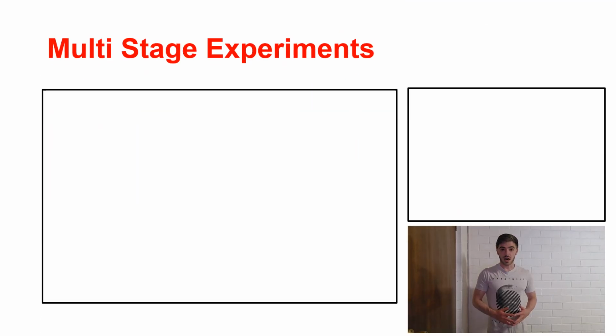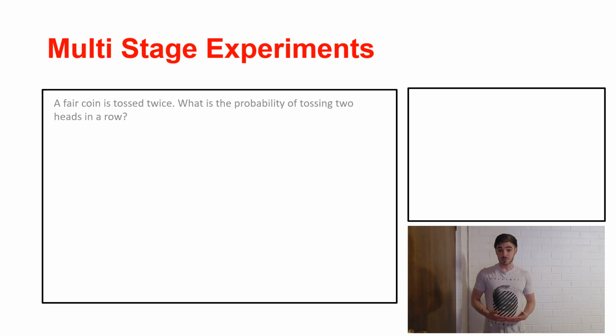Multi-stage experiments are a common type of probability question. These are the kinds of questions where there are multiple things that happen in sequence. The classic example is a sequence of coin tosses. Suppose I toss a coin 2 times in a row. What is the probability that I toss 2 heads in a row? This is the kind of question that's best solved using a tree diagram.